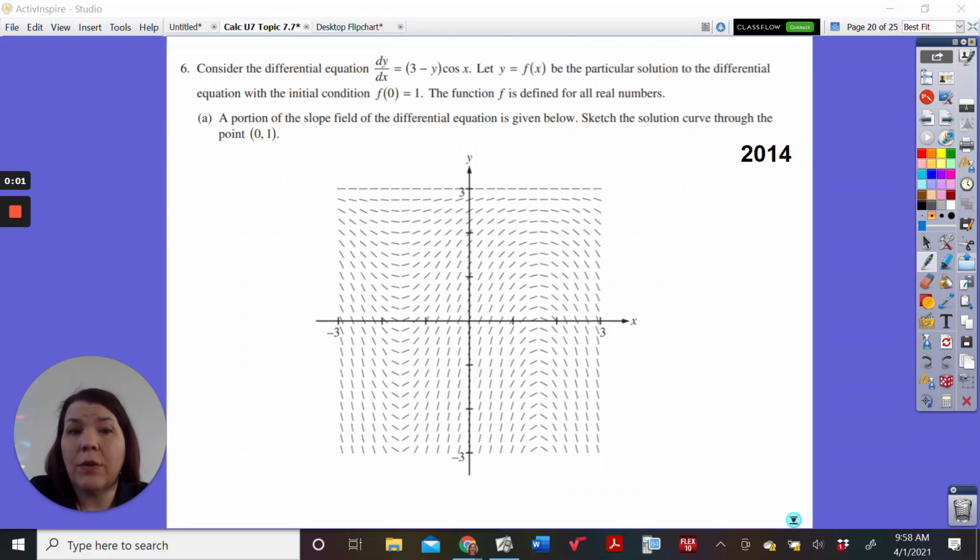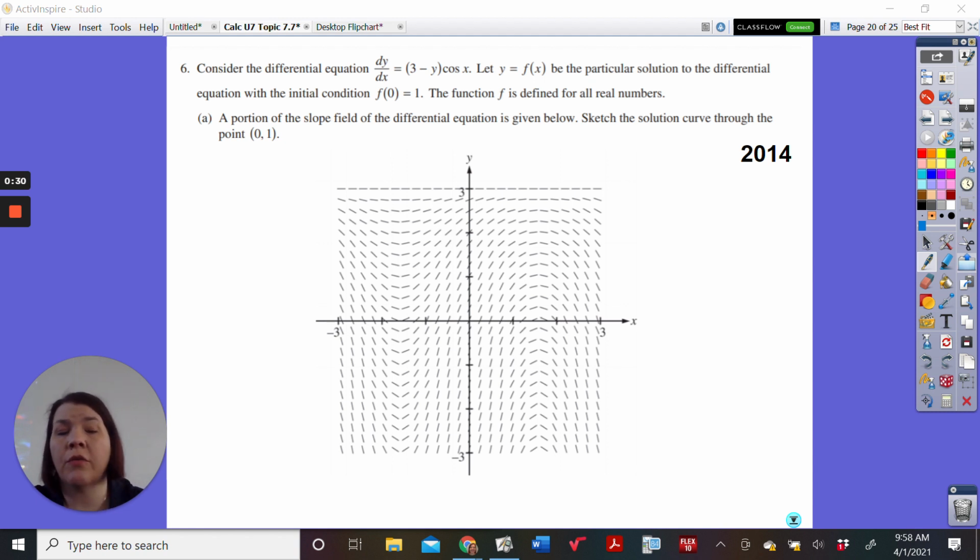Hello, calculus class. We're going to be working on this FRQ question from the 2014 administration of the exam. We're talking about this differential equation. Consider the differential equation dy/dx equals (3 minus y) times cosine x. Let y equal f(x) be the particular solution with the initial condition f(0) equals 1. The function f is defined for all real numbers. The portion of the slope field of the differential equation is given below.